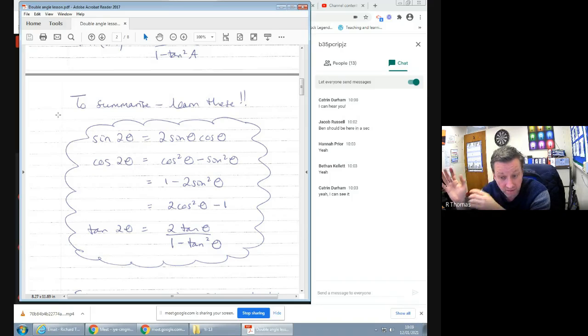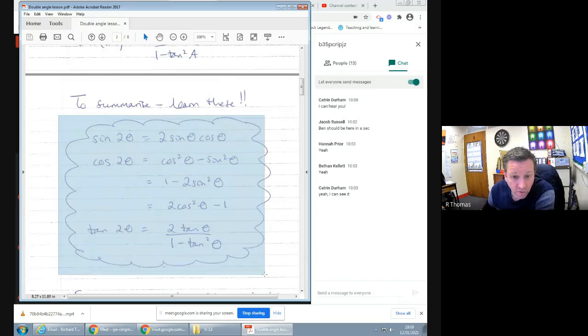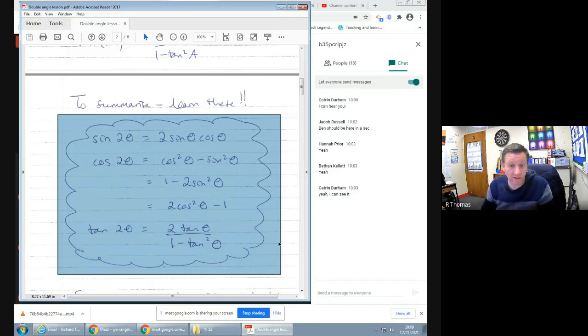And then when you need to access them later in the paper, you haven't got to be dredging through your memory, they're there, right? So you learn them off by heart because you will apply them probably twice in the exam, and we'll talk about that in a moment.